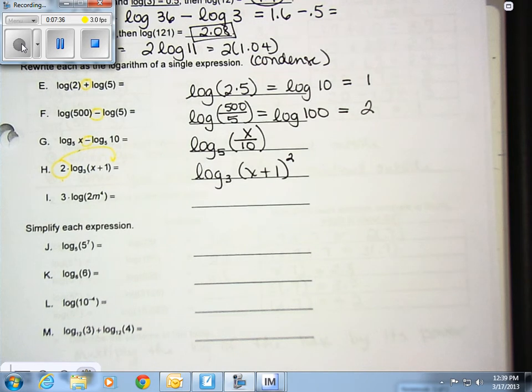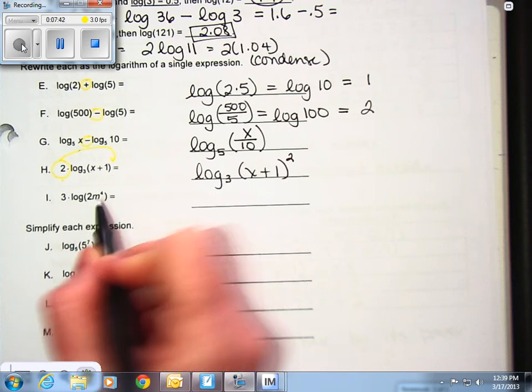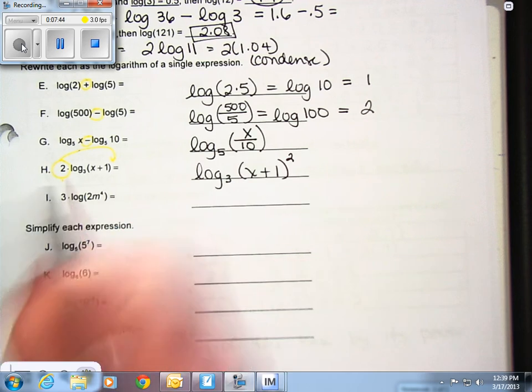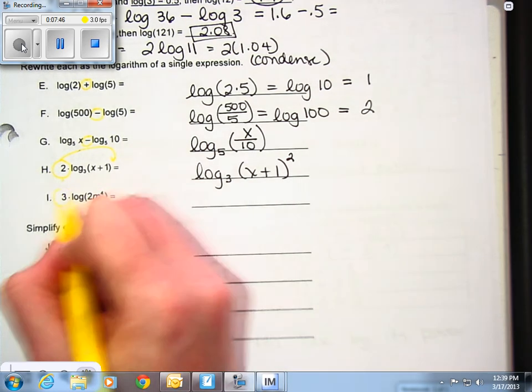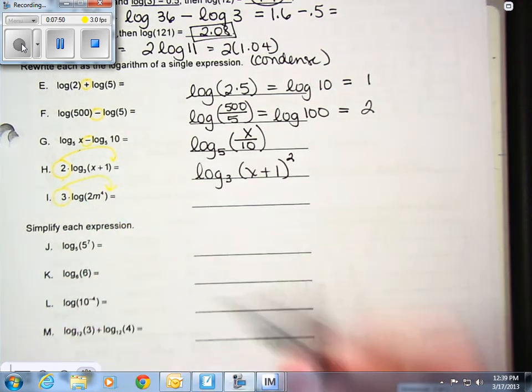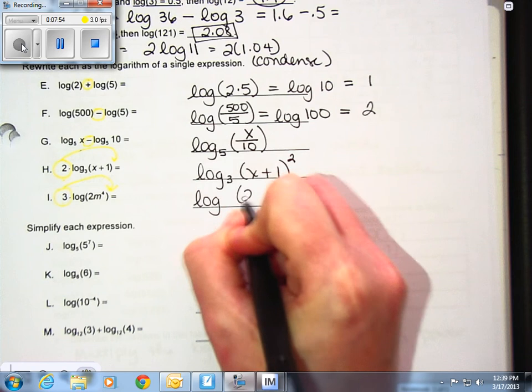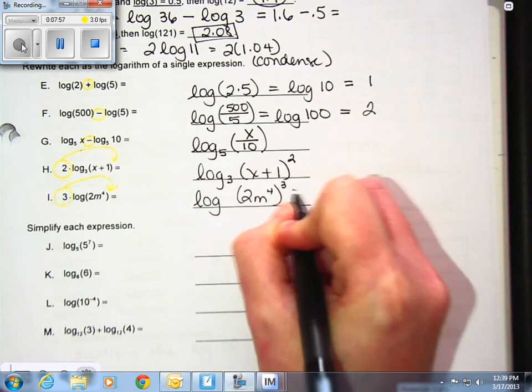So now look at the next one. On the inside, I've got a multiplication, but I don't want to expand it out. I want to leave it like this. But I notice that there's a 3 in front, and a 3 multiplied in front means that that becomes the power. So this is going to become log of 2m to the 4th raised to the 3rd.